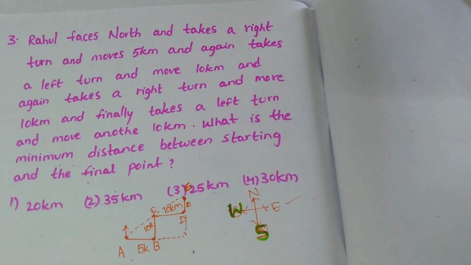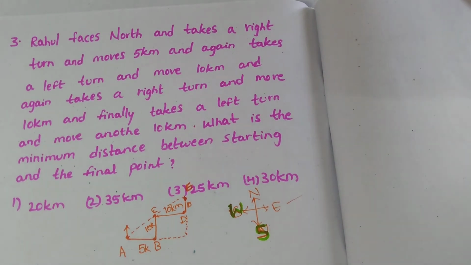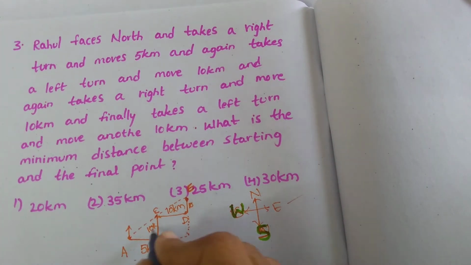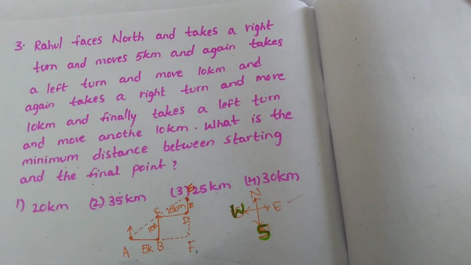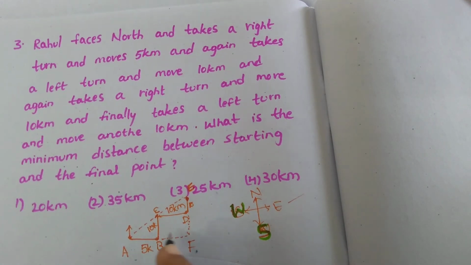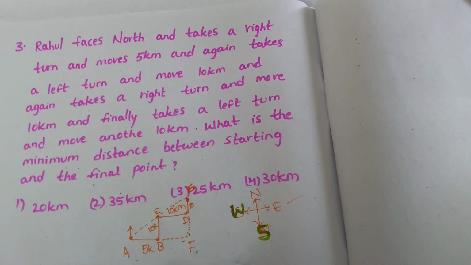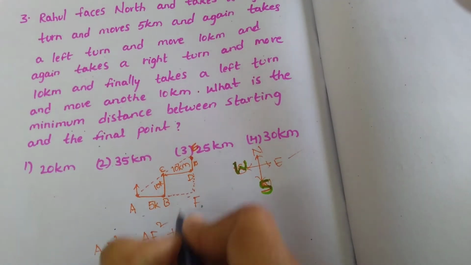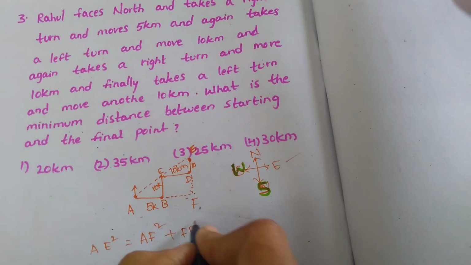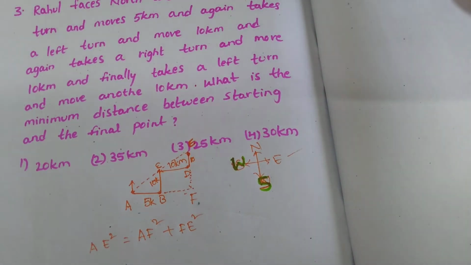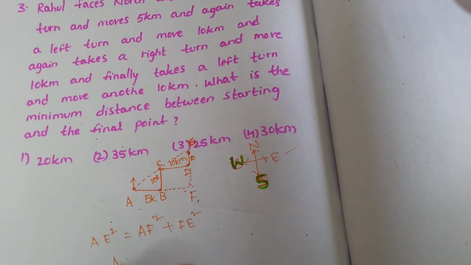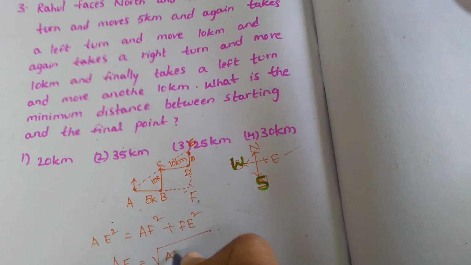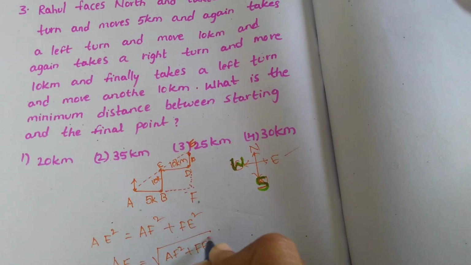According to Pythagoras theorem, AE square equals AF square plus FE square. AE equals square root of AF square plus FE square.